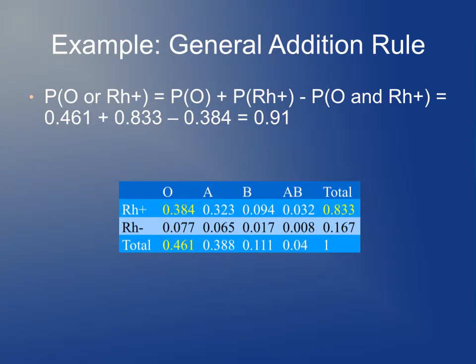So to use the general addition rule in the previous example, the probability of being O or Rh positive is the probability of being type O plus the probability of being Rh positive minus the probability of being O positive. So that's 0.461 plus 0.833 minus 0.384, which turns out to be 0.91, which seems more reasonable.